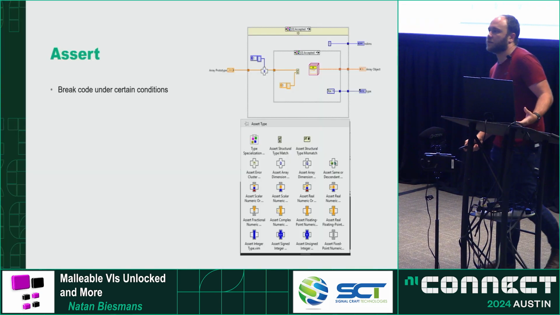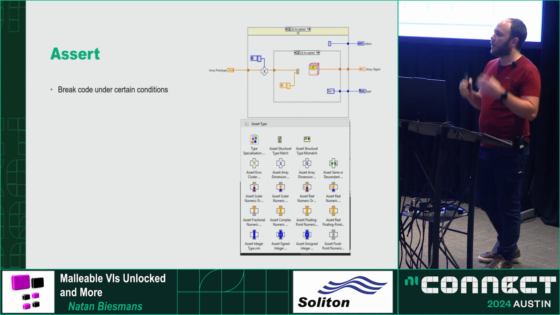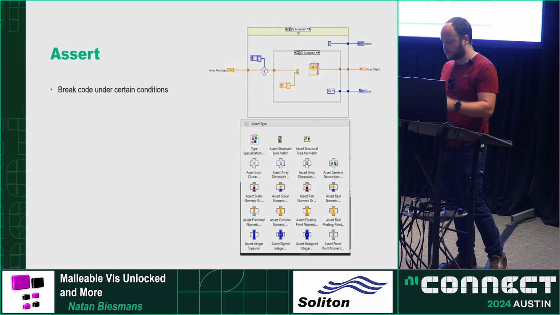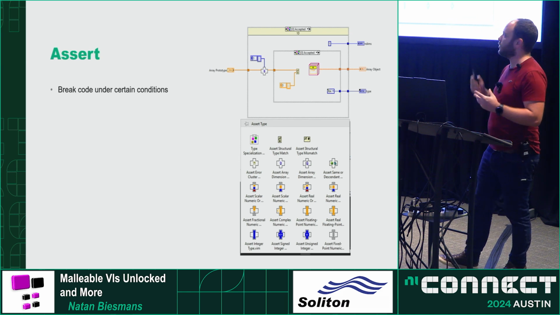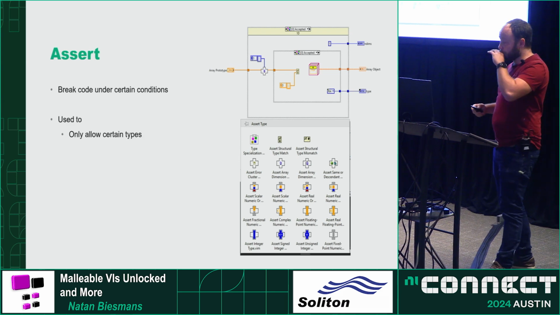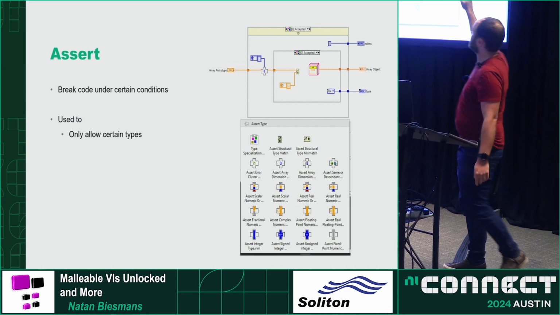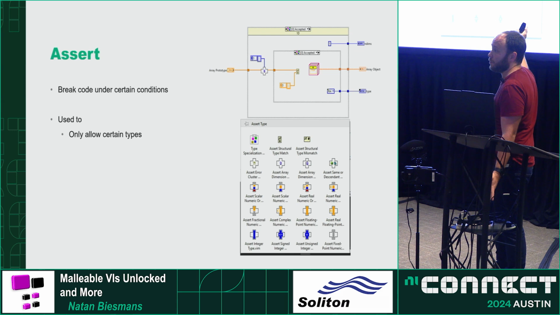Now, together with the type specialization structure, you have assertions. So assertions are a way to manually break the code, saying, hey, if this data type, this dimension count, or something else is being used in this malleable VI or in this type specialization structure, cause your compiler to say, no, I can't compile this. So in this case, we can say, hey, please only allow certain types, saying, if it's 1D floating point, allow it, otherwise don't allow it, go to the next case, and maybe that can be compiled.